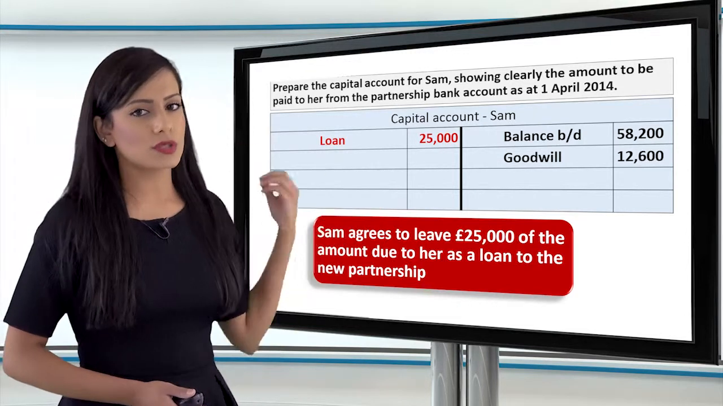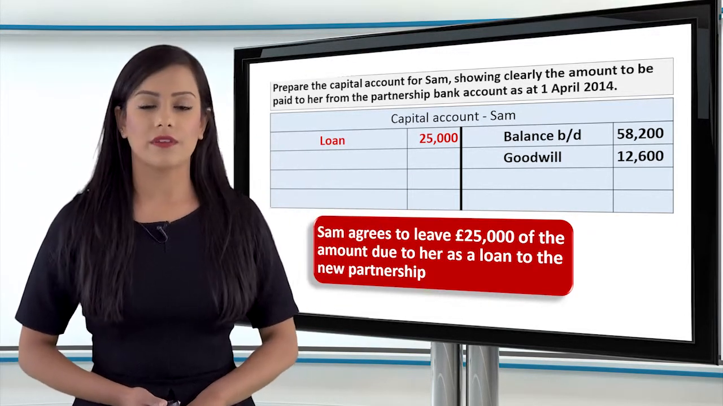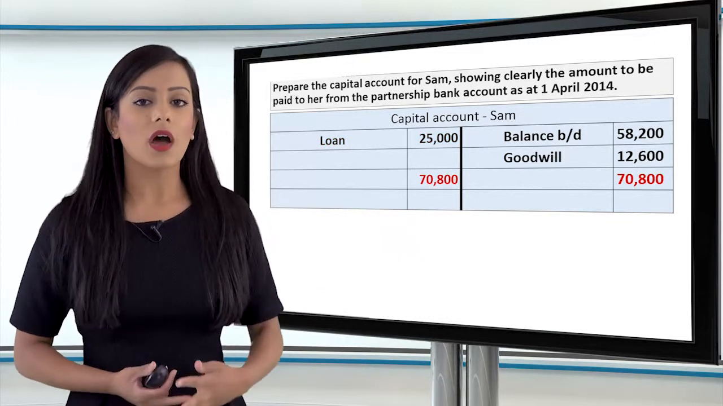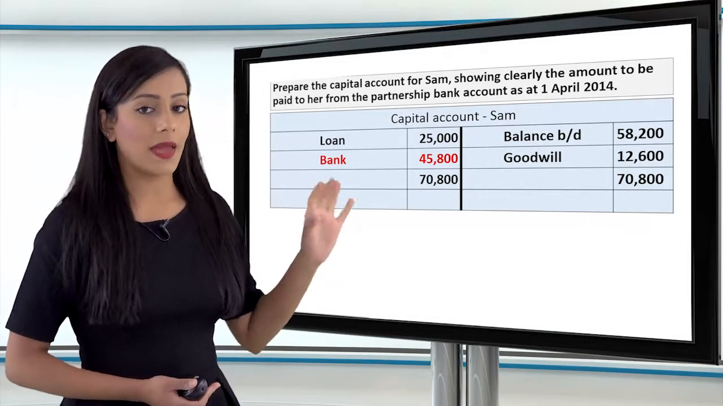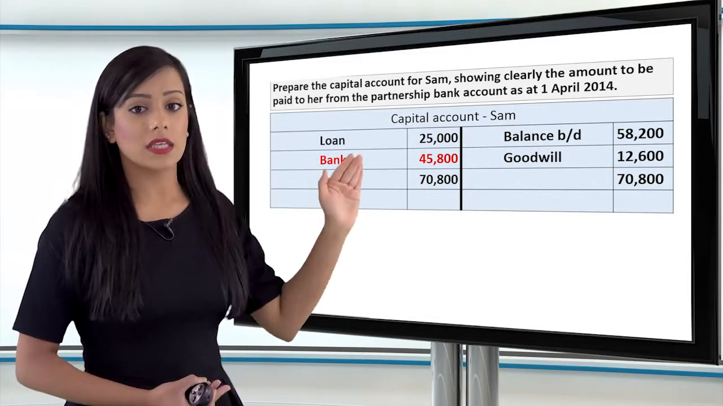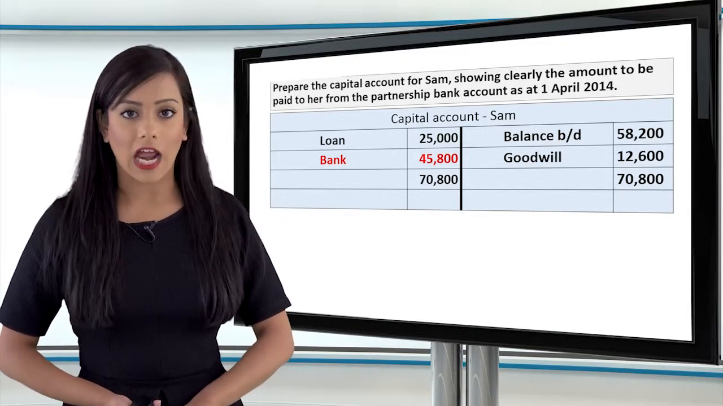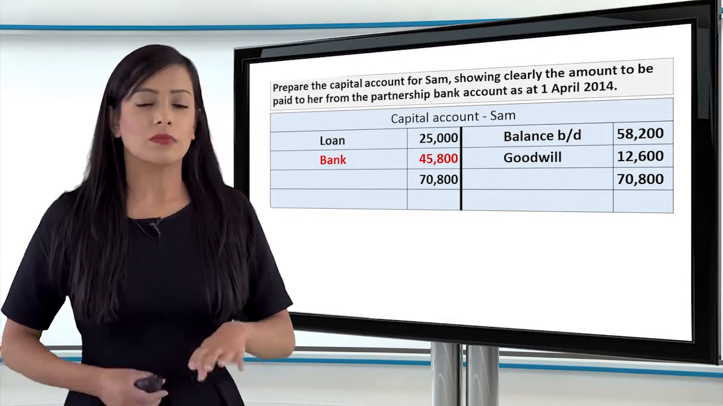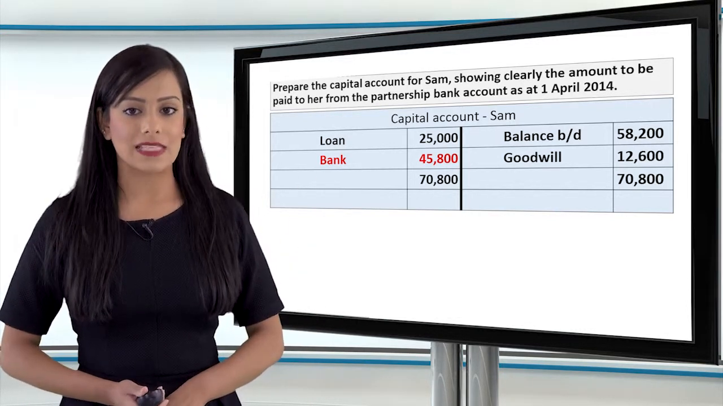So this will reduce the amount that is owed to her, so we'll debit that. So loan at £25,000. There are no other transactions, so that balances the account. So the amount to be paid from the partnership bank account is £45,800. There is no balance carried down or balance brought down here because Sam is retiring. We will clear the capital account for Sam.